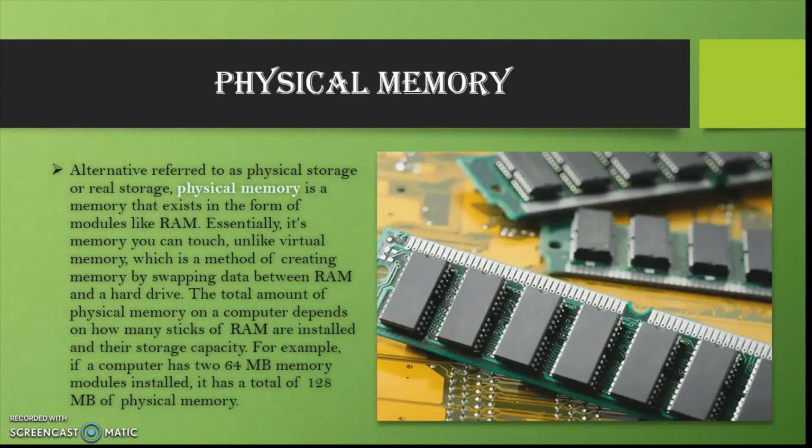Physical memory, alternatively referred to as physical storage or real storage. Physical memory is memory that exists in the form of modules like RAM. Essentially, it's memory you can touch, unlike virtual memory, which is a method of creating memory by swapping data between the RAM and the hard drive. The total amount of physical memory on a computer depends on how many sticks of RAM are installed and their storage capacity. For example, if a computer has two 64 MB memory modules installed, it has a total of 128 MB of physical memory.